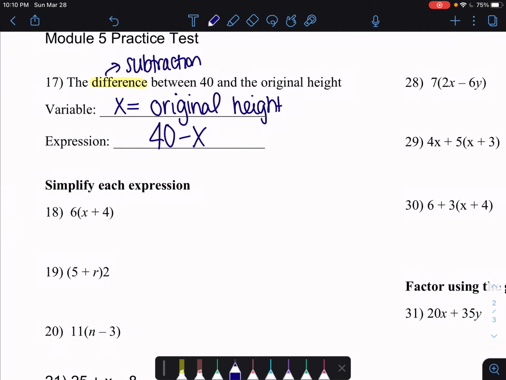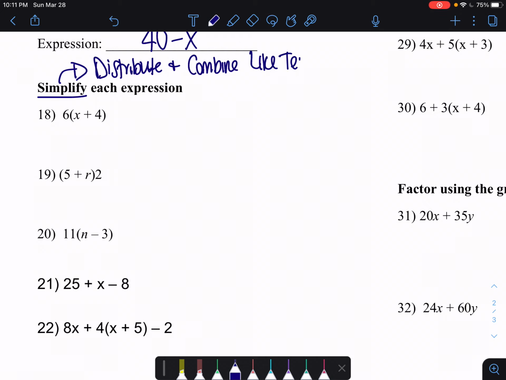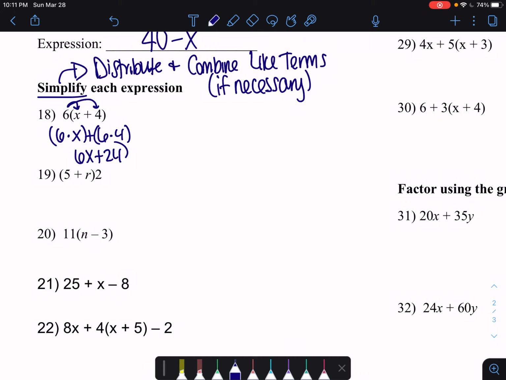Number 18, it starts with simplify each expression. That means to use the distributive property. So distribute and combine like terms, and we're going to say if necessary, because there's not always like terms to combine. So in number 18, I'm going to distribute. So I'm going to do 6 times x plus 6 times 4, and I get 6x plus 24.